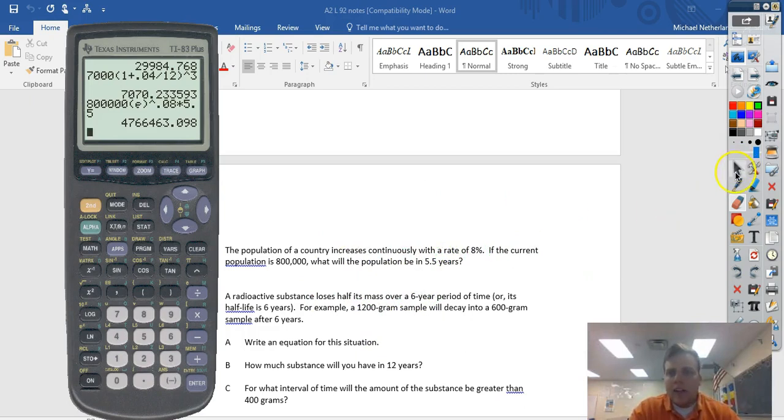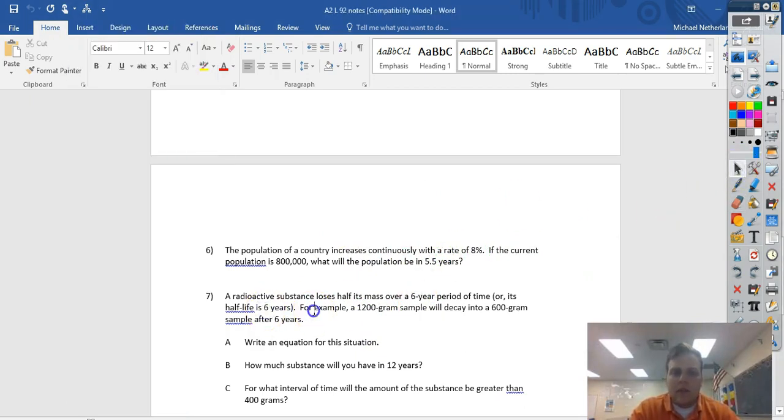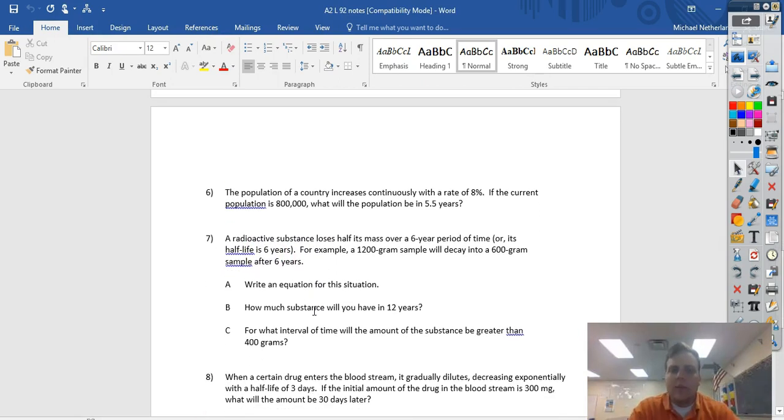A radioactive substance loses half its mass over a 6-year period, or its half-life is 6 years. For example, a 1,200-gram sample will decay into a 600-gram sample after 6 years. So that's why its half-life is 6 years, because every 6 years it's now half of what it was. Okay, write an equation for this situation.